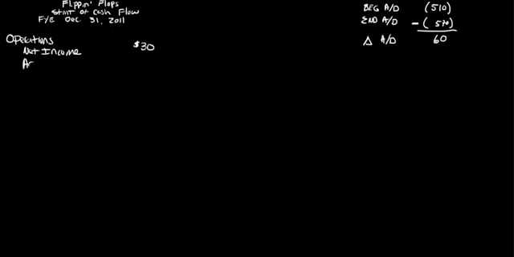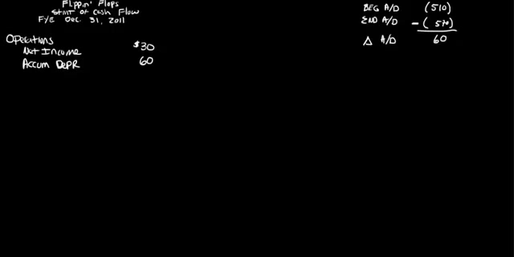And so I'm going to put accumulated depreciation, and I'm going to put in a 60, and I'm going to make it a positive number because it's a positive adjustment.